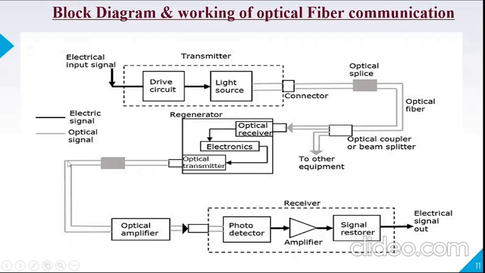This thick line or dark line gives us electrical signal, and this faded line shows the optical signal. Now I will be going to explain the block diagram of this communication system. Now we will see one by one. First of all, we will look into transmitter section.